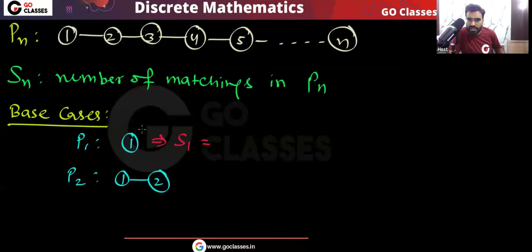Here there is no edge in this path graph on one vertex. There is only one vertex, there is no edge. And what is a matching? A matching is a set of edges which are pairwise non-adjacent. So these are pairwise non-adjacent edges.